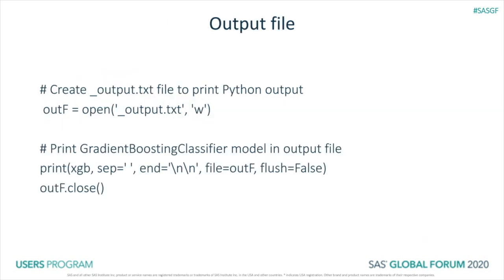We would like to create an output file and display it in the SAS code node results. Python includes the built-in file type. Files can be opened by using the file type's constructor. Open the output.txt file for writing and print the XGB model to the output.txt file. We will transfer this file to the SAS Viya system to display in the results window.